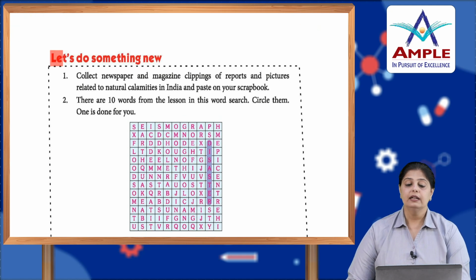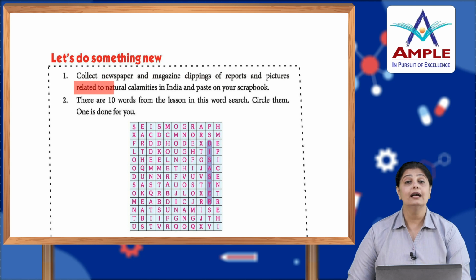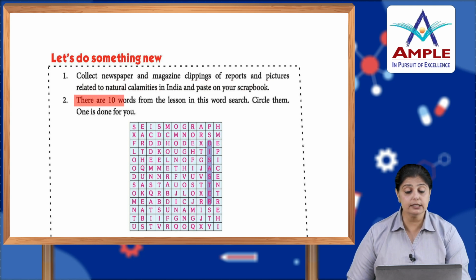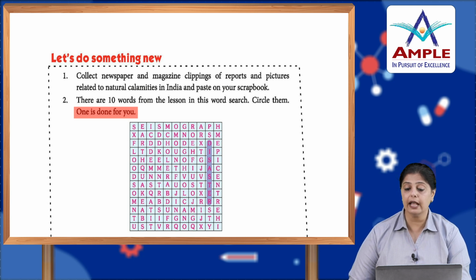Okay, now let's do something new. You have to collect newspaper and magazine clippings of reports and pictures related to the natural calamities in India and then paste them in your scrapbook. And the second activity is that there are 10 words from the lesson in this word search. Circle them. One is done for you. So, you will find words like seismograph, disaster, epicenter. Find more words like this.